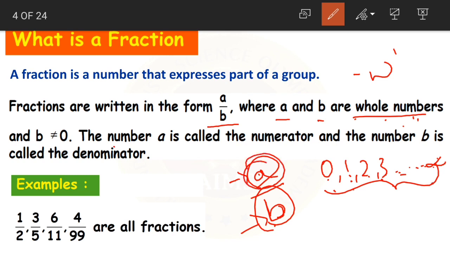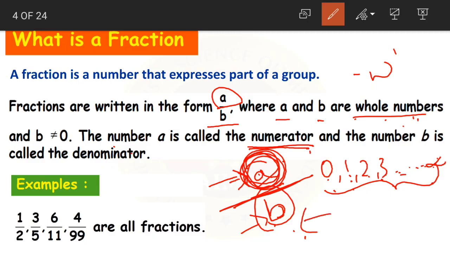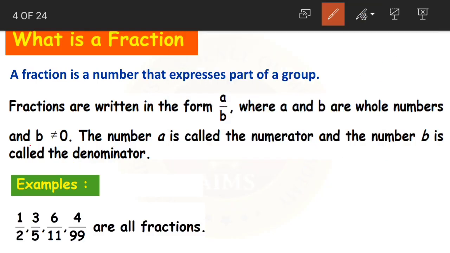In a fraction we have a top part and a bottom part, right? In the top we have a. This number a is called the numerator. The number a which is written on the top of the fraction is called the numerator, and the number b which is down is called the denominator. D for down and D for denominator.